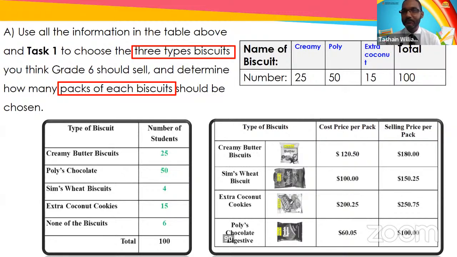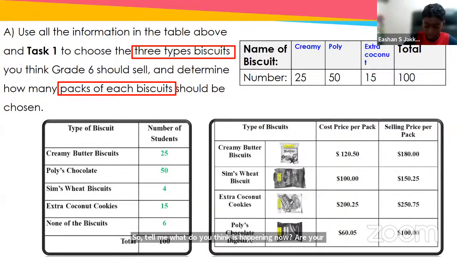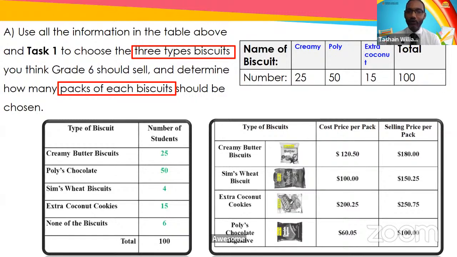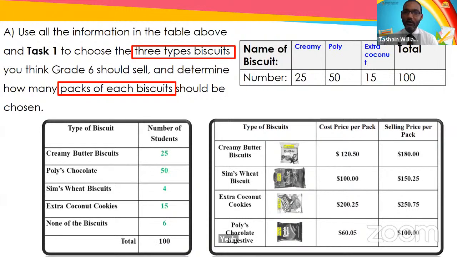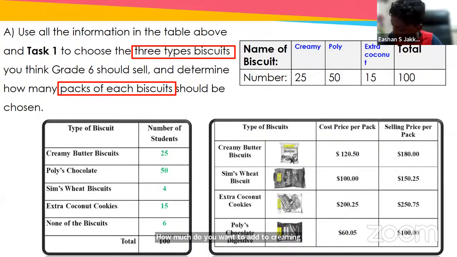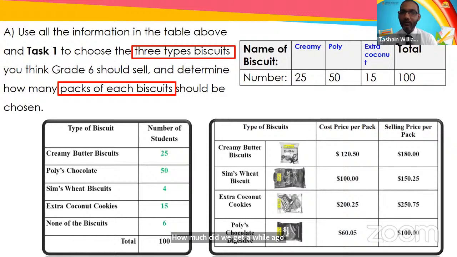Are we at 100 yet? No, sir. So tell me, what do you think is happening now? Are your numbers aligning to give you 100? No, sir. So you have to revisit the numbers and figure out what three numbers you are choosing that would add up to 100. So what would you want to change? Which of the quantity you would want to change? Sir, could we change the amount of creamy butter biscuits? How much would you want to add to creamy? One second, sir. How many biscuits did you add up to? Sir, 90.